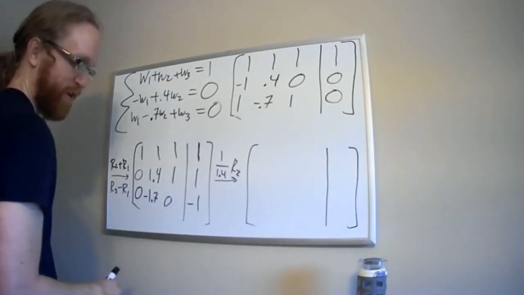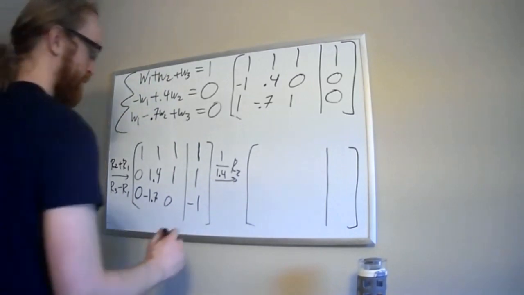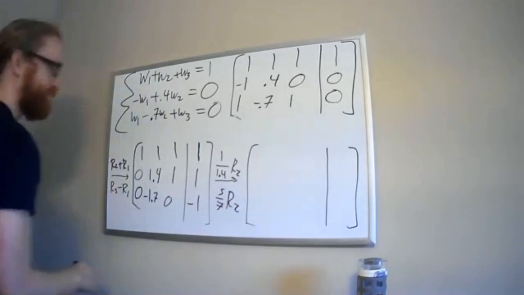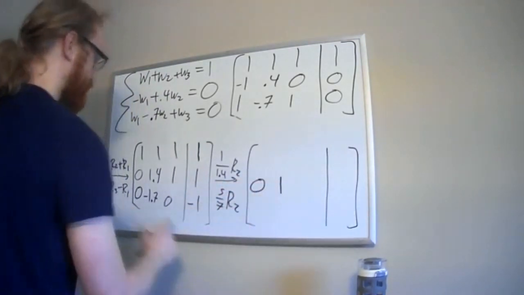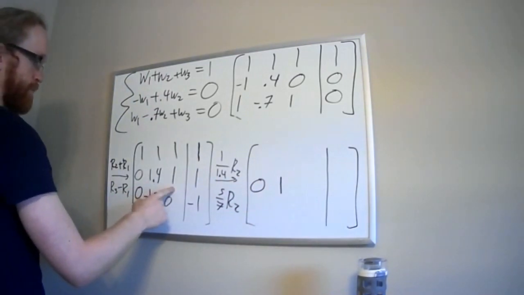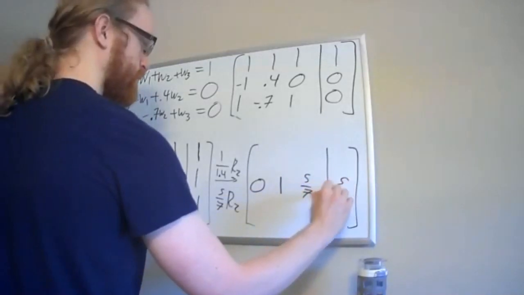What's 1.4 as a fraction? Well, it's actually 7 over 5. So when I divide by 7 over 5, I'm really multiplying by 5 over 7. This is really the same thing as 5 over 7 times row 2. So what I'm going to get is 0, 1, because I'm just dividing 1.4 by itself. And then 5 over 7 times 1 is 5 over 7. And again, 5 over 7.